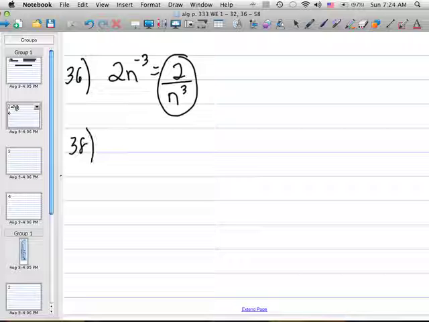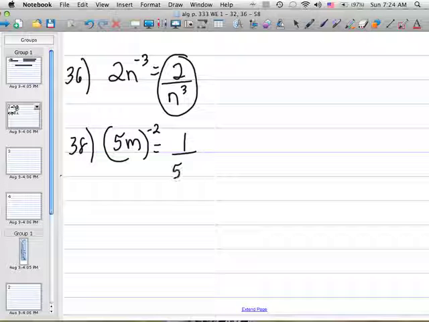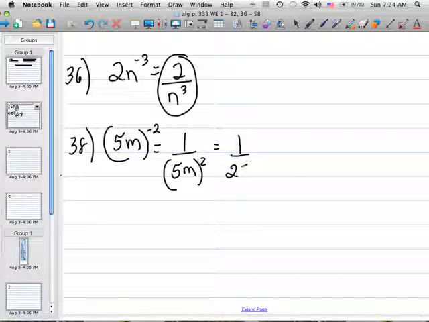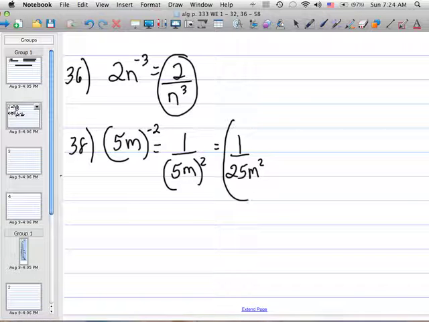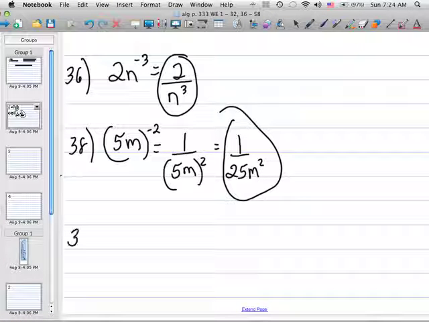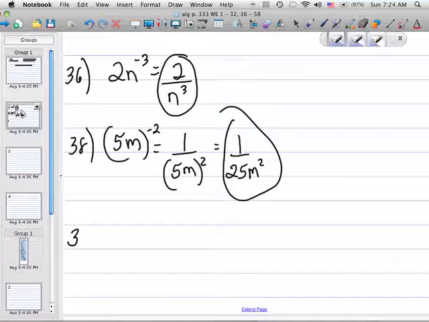38, I have 5m to the negative 2. So that's going to flip and put the 5m, keep it in parentheses, to the second. Make it positive, so that's 1 over 25. Everything inside is taken to the second power, m squared. But notice how I didn't take everything inside to the negative 2 power. I first flipped it. Negative signs are easy to lose.